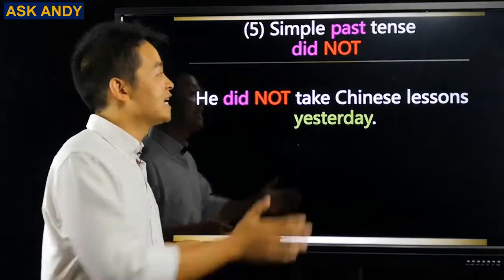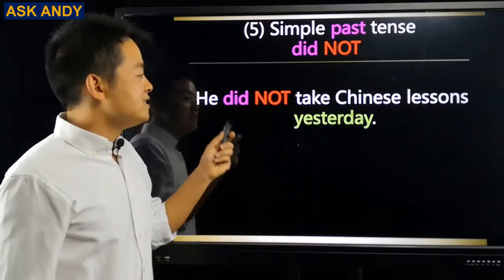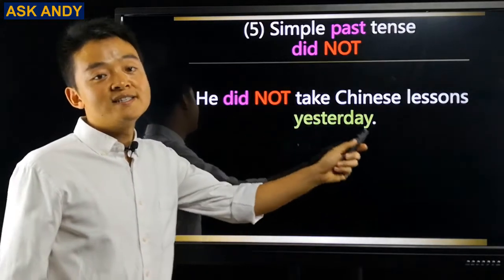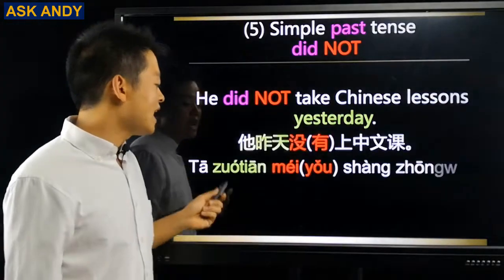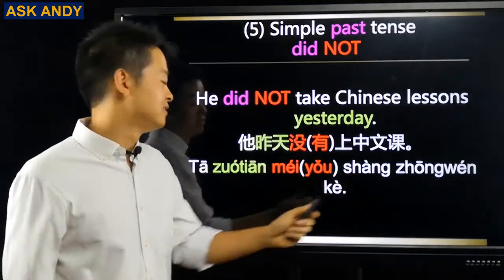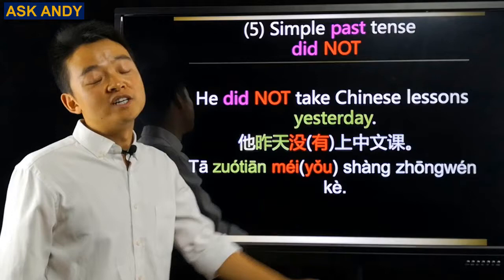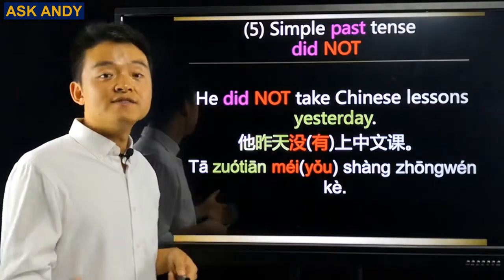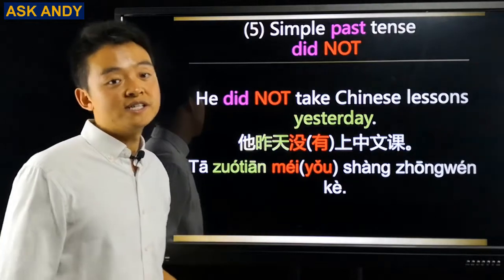In English, we say did not, right? Let's see the example. He did not take Chinese lessons yesterday. In Chinese, it is, 他昨天没有上中文课。You may notice that we negate verbs in the same way in simple past tense and present perfect tense.